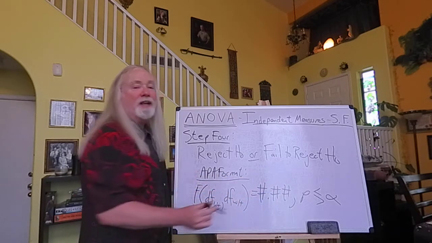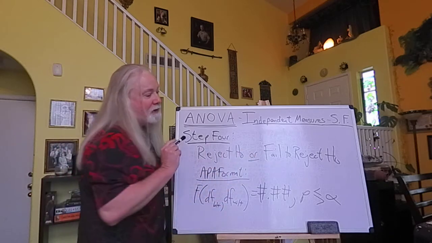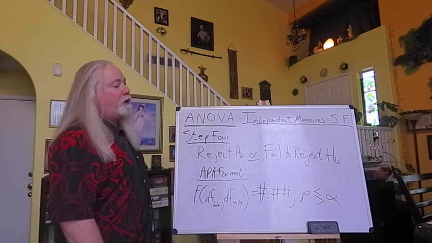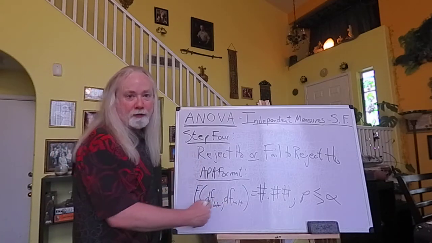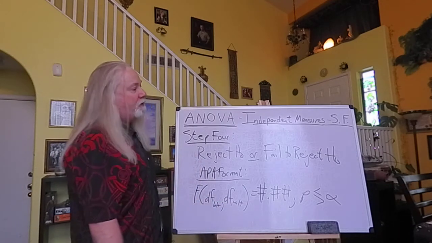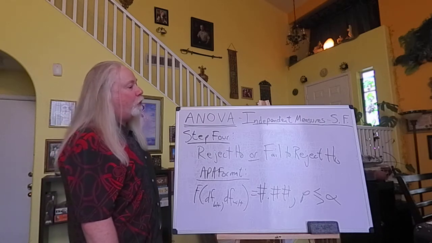Semicolon P, less than if we rejected, greater than if we failed to reject. And then your alpha level, 0.05 or 0.01. So it's really the same exact format. There's just 2 degrees of freedoms to report in there instead of 1. And that would be step 4.